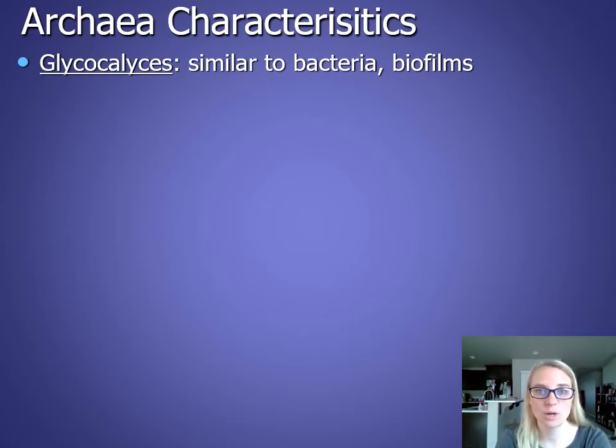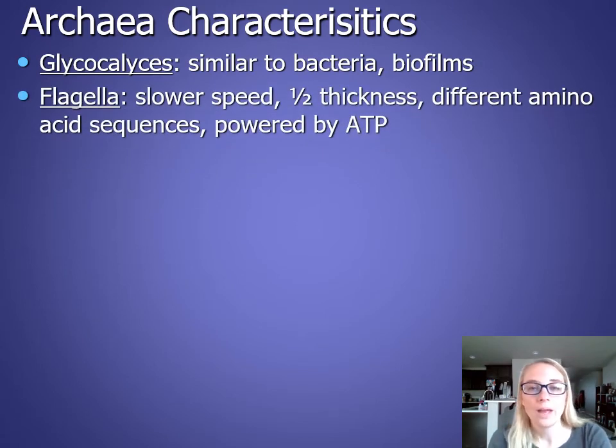So we just spent most of chapter 3 talking about bacterial characteristics. Now we're going to take a look at archaeal characteristics. So as far as glycocalyces are concerned, there's some similarities. They can make biofilms. As far as flagella are concerned, archaea flagella rotate a little bit slower. They're a little bit thinner, about half the thickness of a bacterial flagella. They have different amino acid sequences in the proteins in the flagella part, the whip tail, and they are powered by ATP, where bacterial flagella, their power source is concentration gradients like hydrogen.